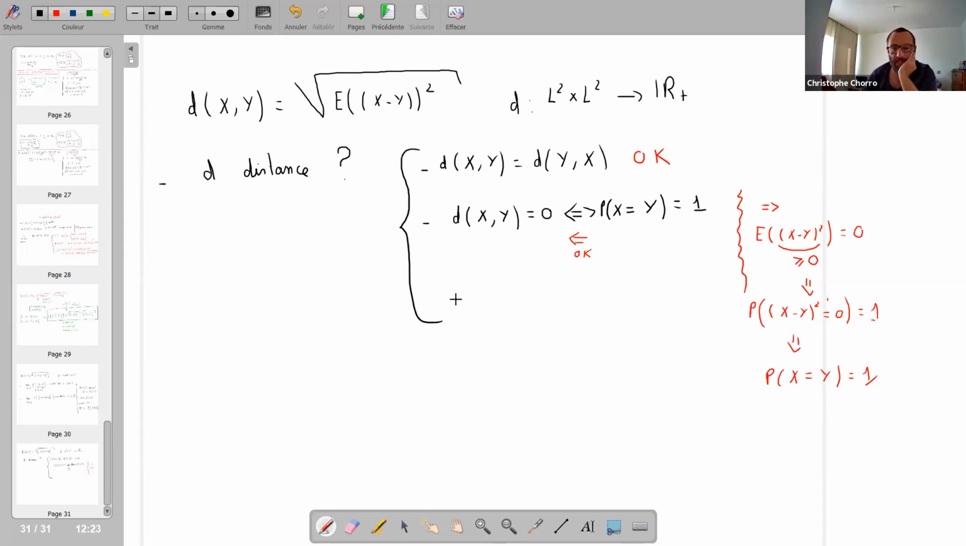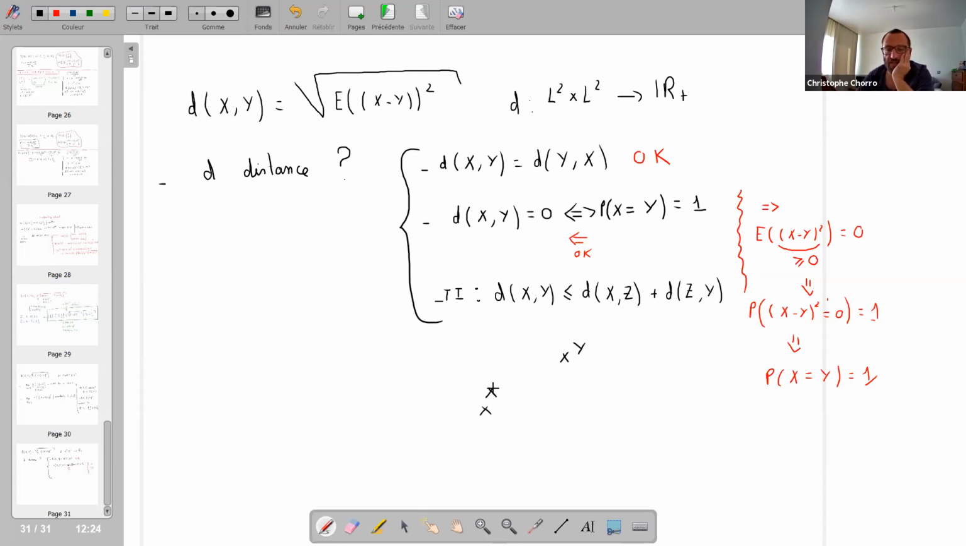And the last point in the definition of distance is what I will call TI, the triangular inequality. That is that d of x, y is always less than d of x, z plus d of z, y. Or if I do a picture here, if you interpret d as a classical distance, you have x and y here.